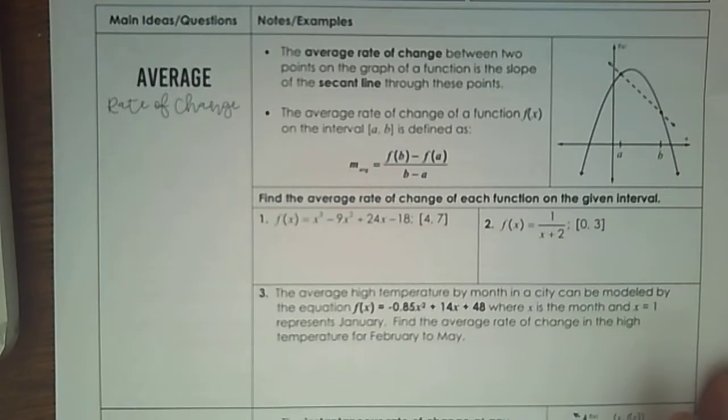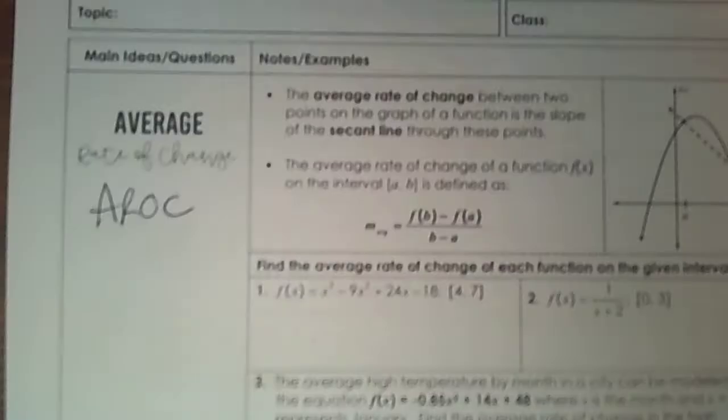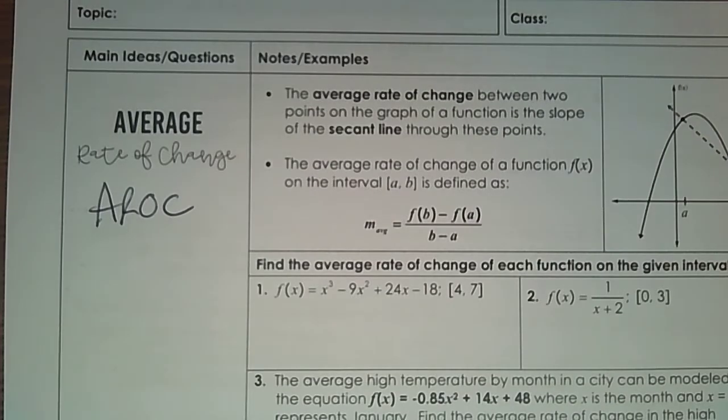So this lesson is about average rate of change. Sometimes when we say average rate of change, we use the acronym AROC. In fact, I do that quite often in calculus. The average rate of change is when you find the slope between 2 points.